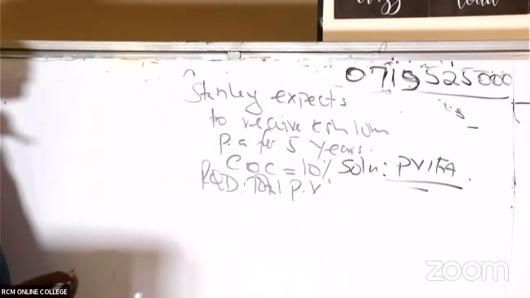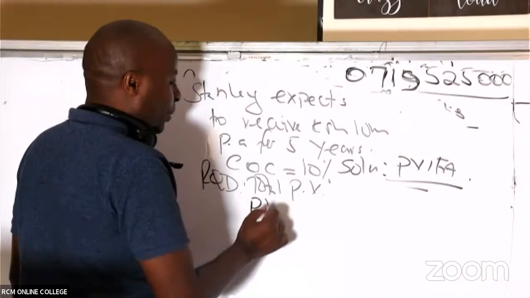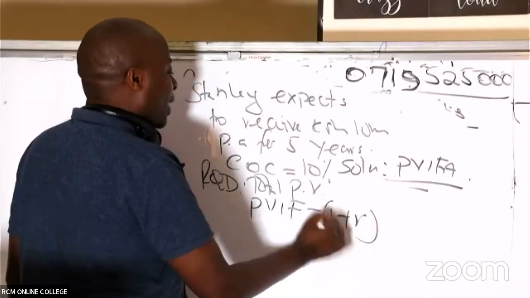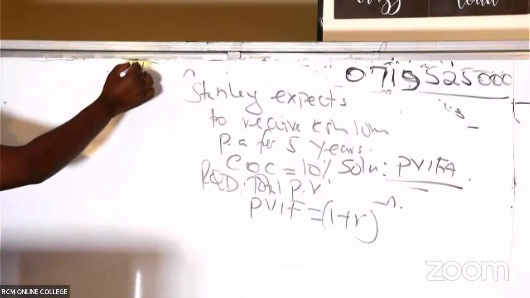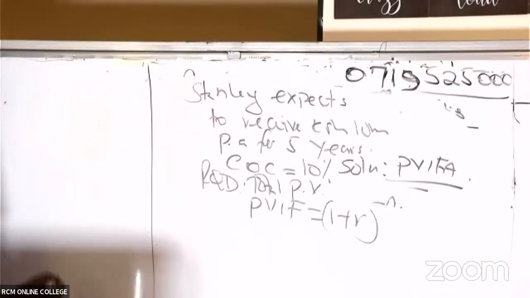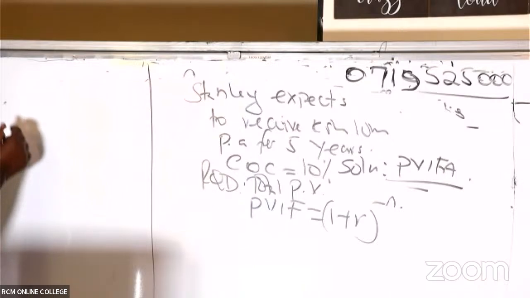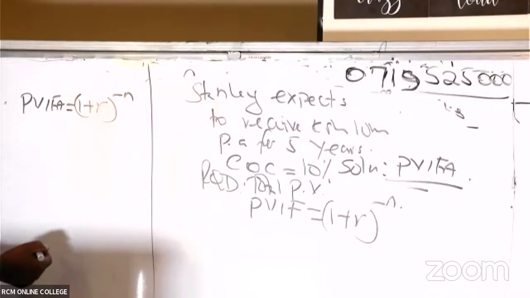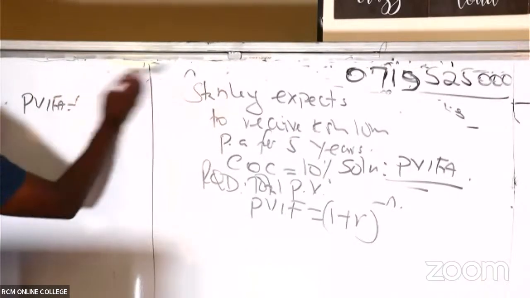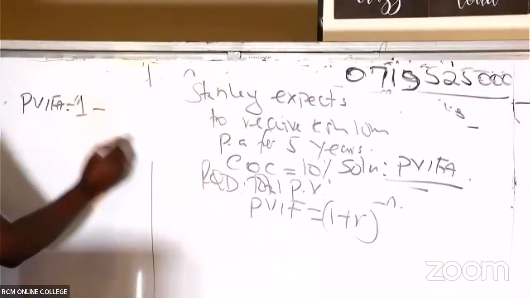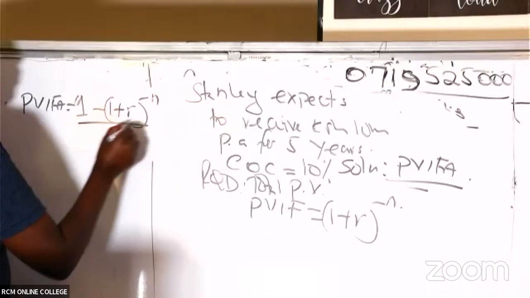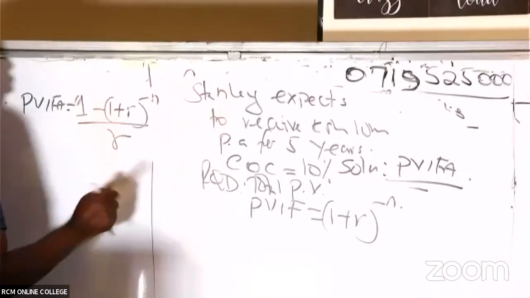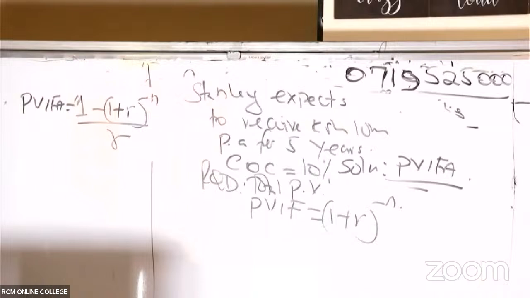And if it's PVFA, ladies and gentlemen, I remember the easy formula of PV is 1 plus R raised to negative N. And therefore, to get PVFA is a walk in the park. PVFA will be 1 minus this simple formula, 1 plus R raised to negative N, and then everything divided by R.